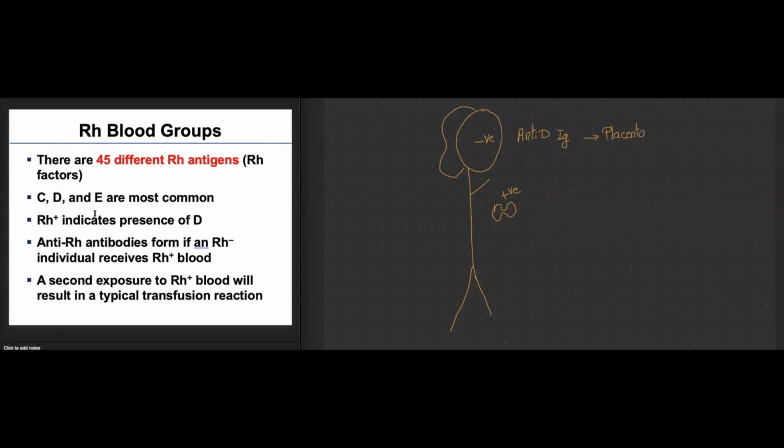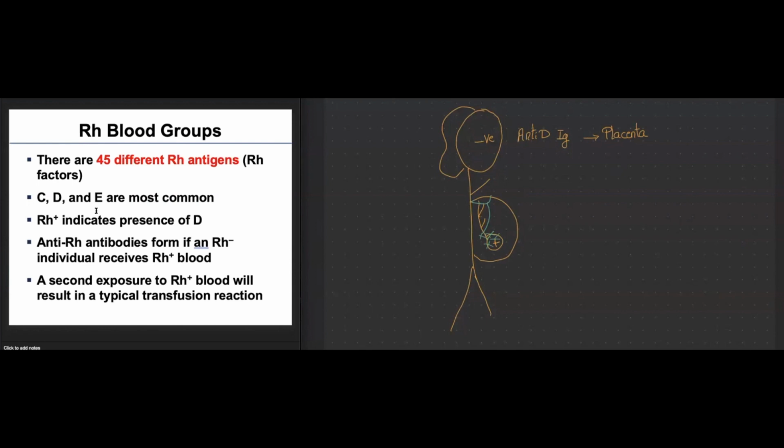And remember, who will have a problem here is the second baby. Second baby, if was Rh positive, what's going to happen? Anti-D antibodies would be traveling from the mother to the baby, and this will cause the destruction of the red blood cells of the fetus.